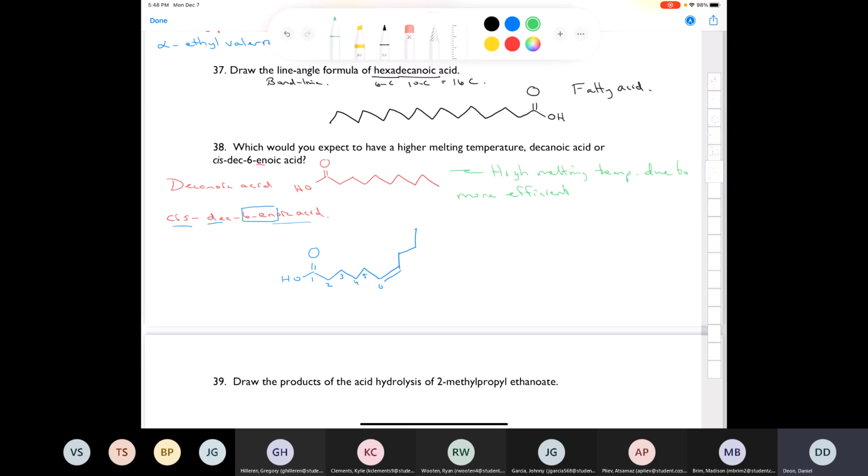Efficient packing and more effective IMFs, because they both have London forces, right? And they both have a little bit of hydrogen bonding here, which is negated mostly by the size of these chains. But either way, it's going to have more efficient packing.